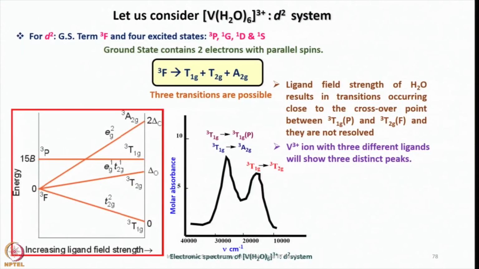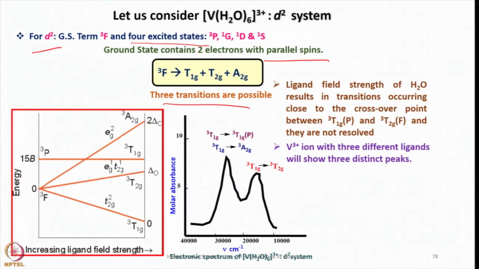So now consider a specific example of a d2 system, hexaaqua vanadium 3+. Here, for the d2 electronic configuration, the ground term is 3F. Already I showed you in my previous lecture, and 4 excited states are possible here: 3P, 1G, 1D and 1S. The ground state contains 2 electrons with parallel spins. That means the F state will be split into 3 levels, 2 triplet degenerate and 1 singlet: 3T1g, 3T2g and then 3A2g.